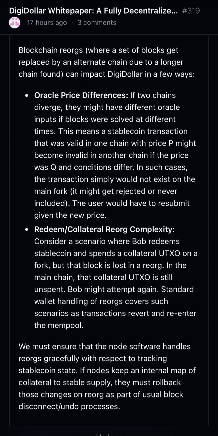In such cases, the transaction simply would not exist on the main fork. It might get rejected or never included. The user would have to resubmit given the new price.